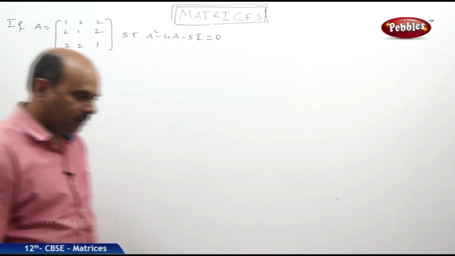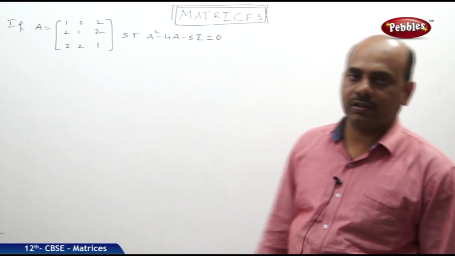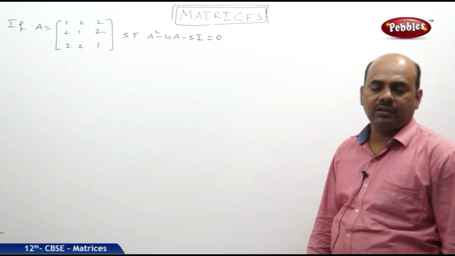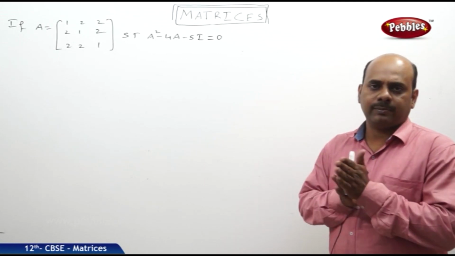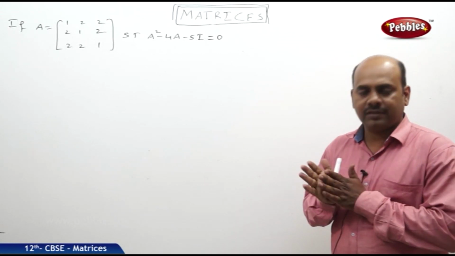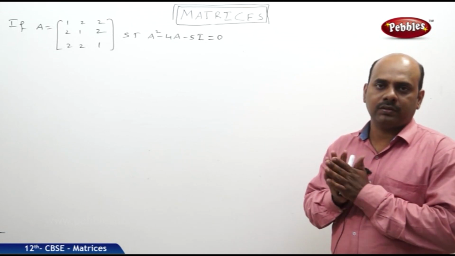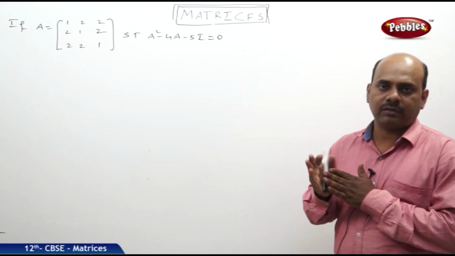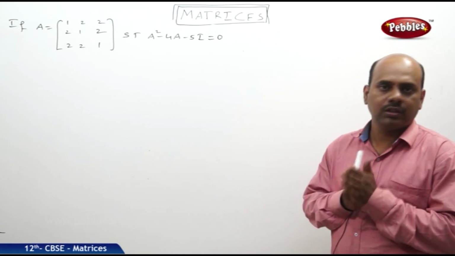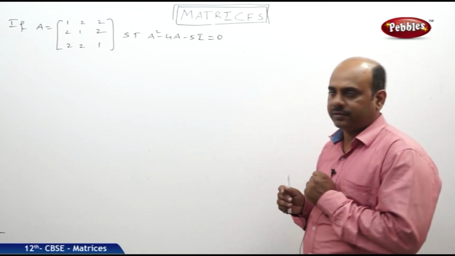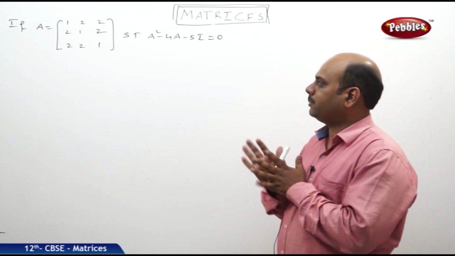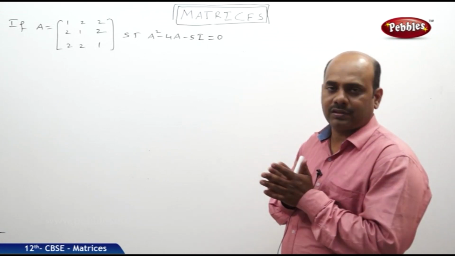Right friends, up till now we have seen problems based on multiplication of two matrices. When is multiplication of two matrices possible? The definition I had said is: two matrices are conformable for multiplication if the number of columns in the first matrix is equal to the number of rows in the second matrix. Sometimes in our CBSE paper, a 4-mark question will be asked like this.